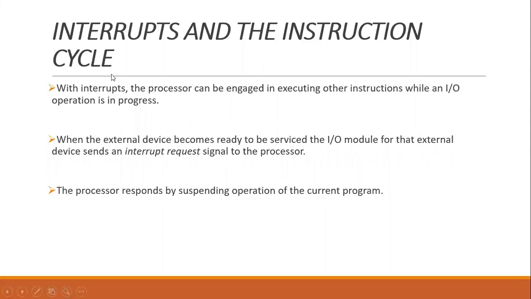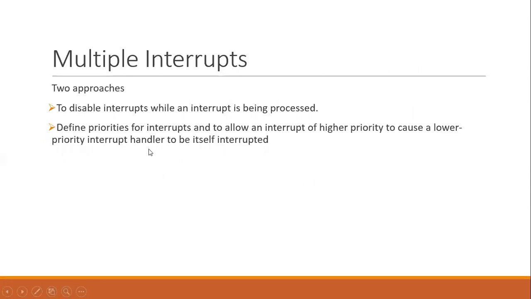As I already told you, with interrupts, the processor can be engaged in executing other instructions while an IO operation is in progress. When the external device becomes ready to be serviced, the IO module for that external device sends an interrupt signal to the processor. Then the processor responds by suspending operation of the current program. Now, for processing these interrupts, there are different approaches. The first approach is to disable interrupts while an interrupt is being processed. The second approach is to define priorities for interrupts and to allow an interrupt of higher priority to cause a lower priority interrupt handler to be itself interrupted.